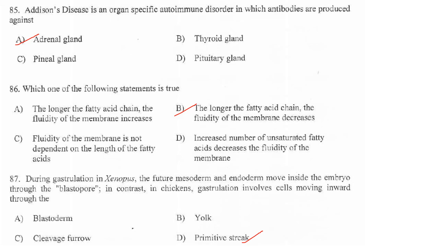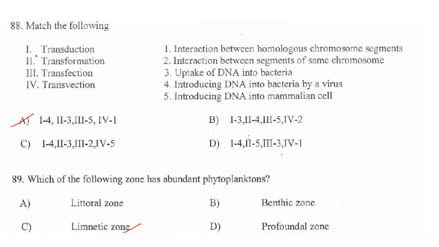Answer is option B. The longer the fatty acid chain, the fluidity of the membrane decreases. This is because longer fatty acids are more rigid. So the answer is option B. Then during gastrulation in synapsids, the future mesoderm and endoderm move inside the embryo through the blastopore. In contrast, in chickens, gastrulation involves cells moving inward through the primitive streak. Answer is option D. Then match the following.